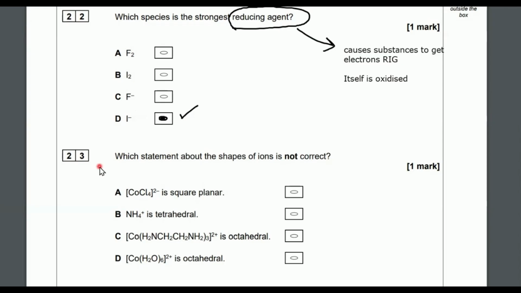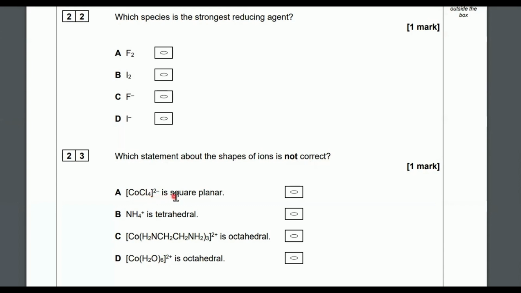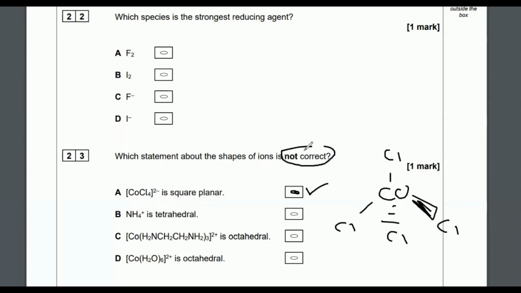So 23, which statement about the shapes of ions is not correct? So CoCl4 2- is square planar. That doesn't sound correct, does it? Because we're going to be looking, oh my gosh, this is like the worst drawing ever. It's going to be tetrahedral. Yeah, tetrahedral. So straight away, that is not square planar. So that is not correct.